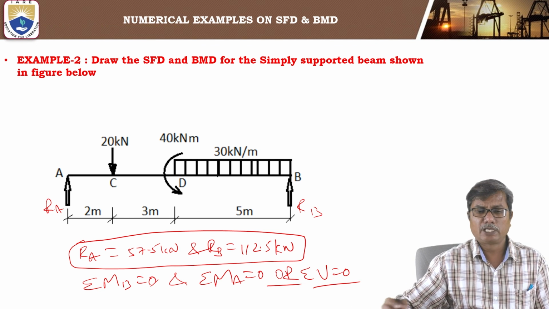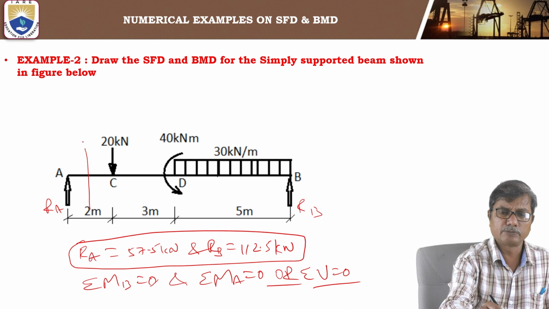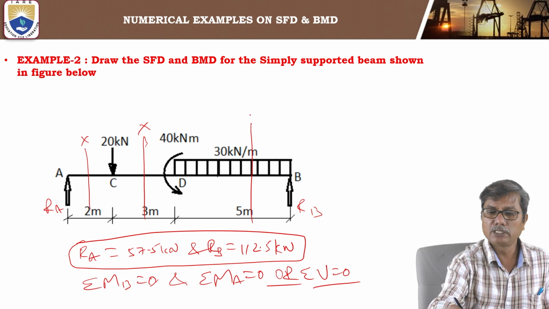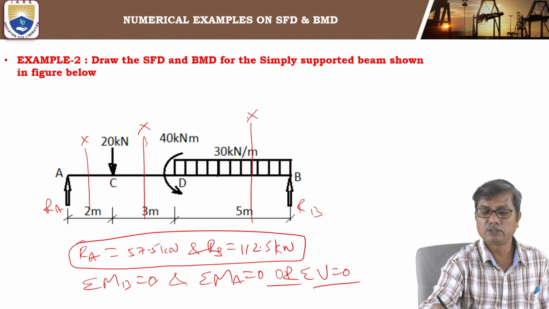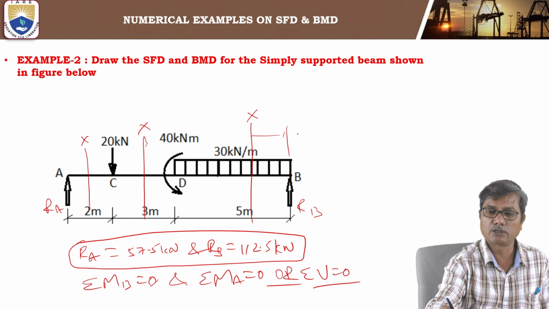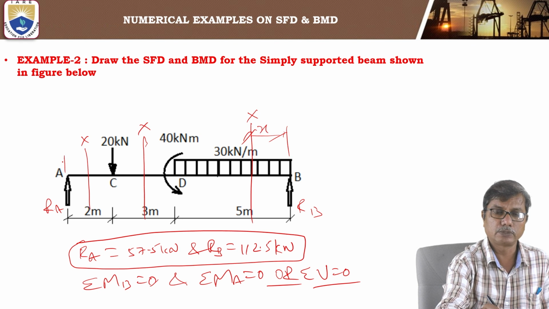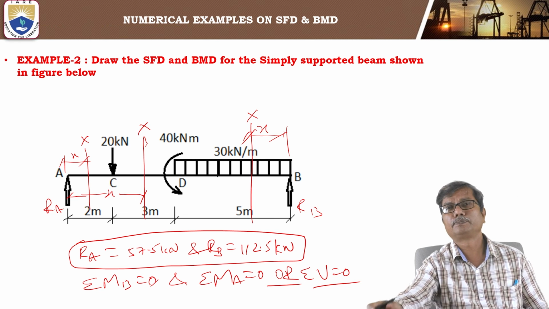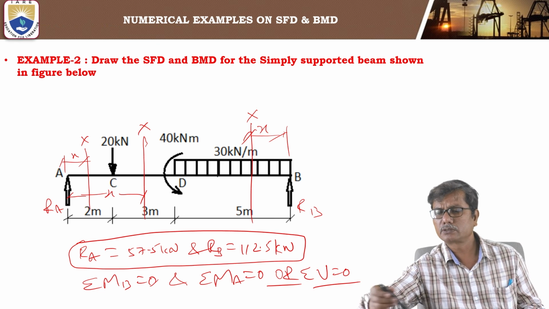Here also, we consider various sections: between A and C, one section, between C and D, one section, and between B and D, one section. For this, we take origin at B. For this, we take origin at A. And for this section, we take origin at A only. Let us continue this later.